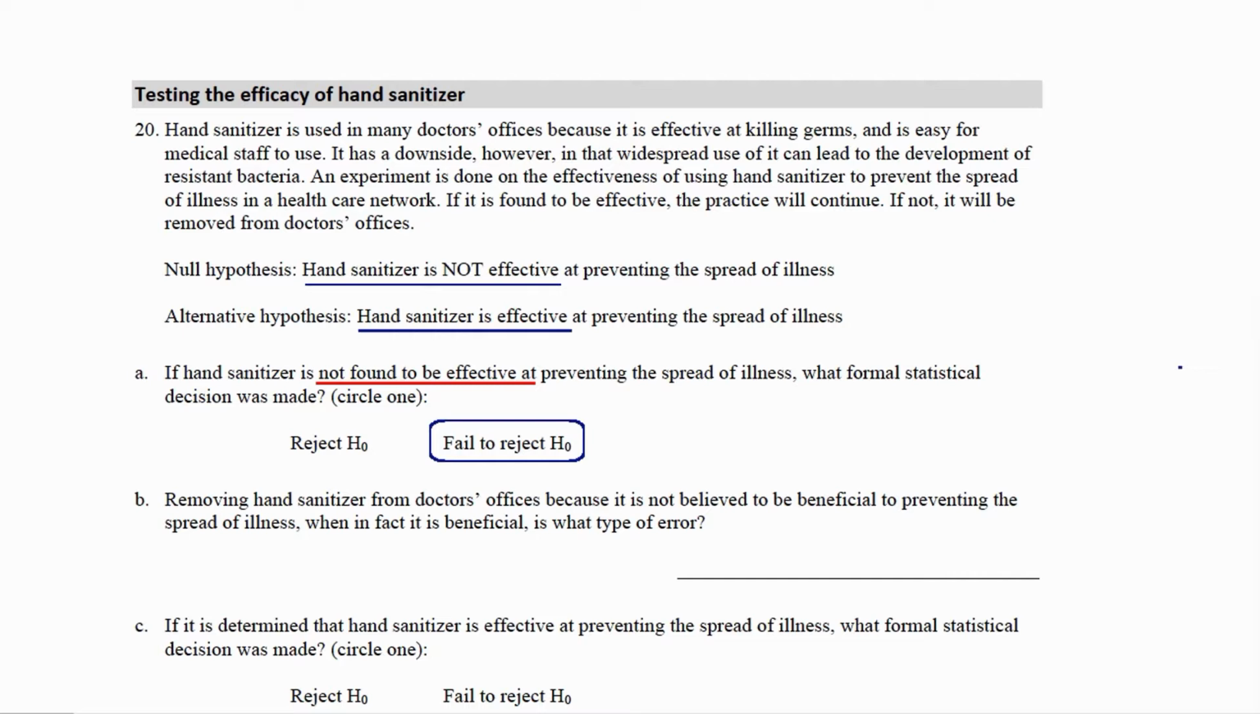And if we were to think that hand sanitizer is not effective, right? So we say because it's not believed to be beneficial, or it's not believed to be effective, and we were to remove hand sanitizer from doctors' offices when in fact it is beneficial, that's where we have our explanation of what the error is. What type of error would that be? That goes with the fail to reject that we just determined, and therefore this would have to be a type 2 error. The only type of error you can possibly have if you fail to reject is type 2.